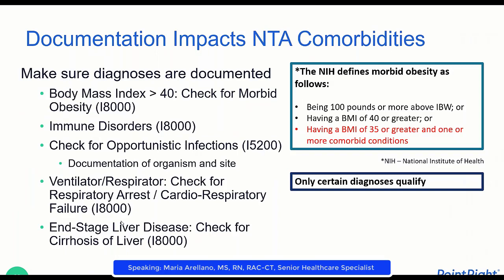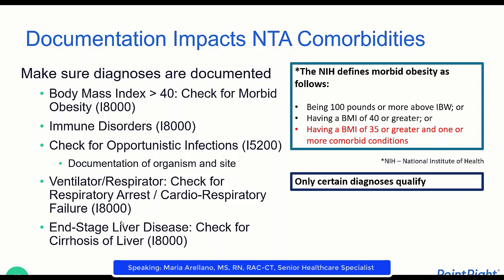And again, documentation impacts the NTA comorbidities. Making sure everything you have as a diagnosis is documented. One of the things, body mass index, is a good one. If you've got it over 40, check for morbid obesity.